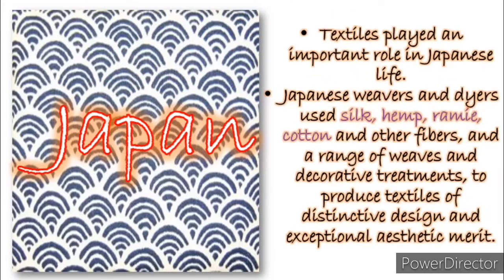Next up, Japan. Textiles have long played an important role in Japanese life. Japanese weavers and dyers use silk, hemp, ramie, cotton, and other fibers and a range of weaves and decorative treatments to produce textile of distinctive design and exceptional aesthetic merit.